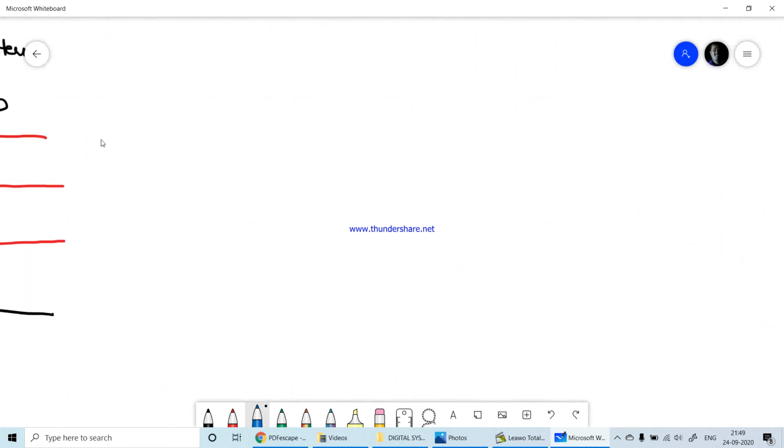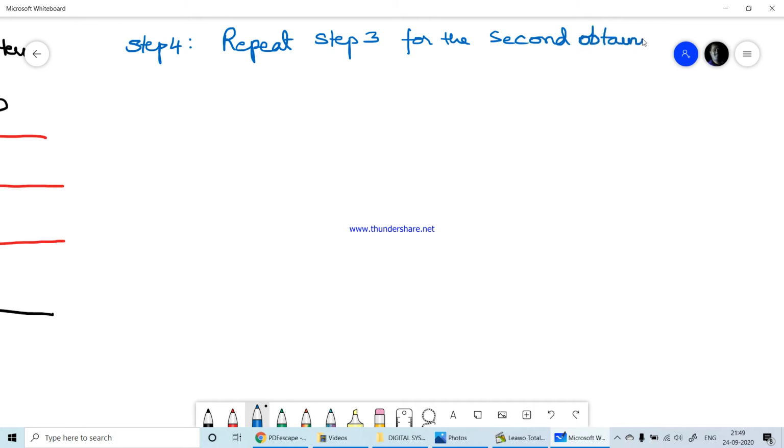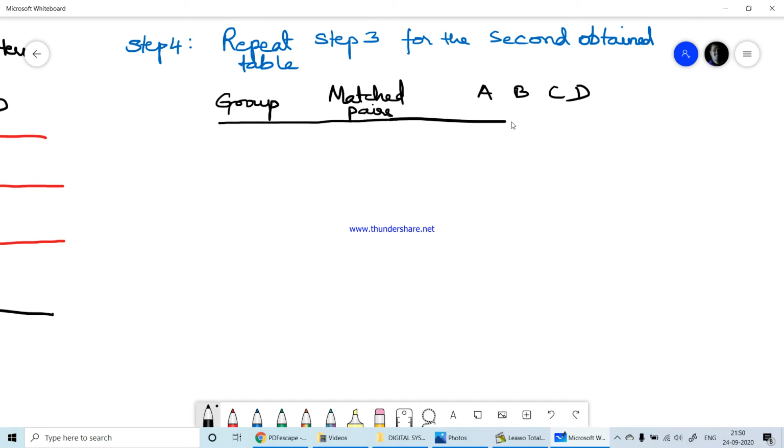So that is what step 4 is. Step 4 is repeat step 3 for the second obtained table. So again we'll make a table here. We'll write group, then we'll write matched pairs. Then we'll write A, B, C, D. Okay, so we'll make a table.